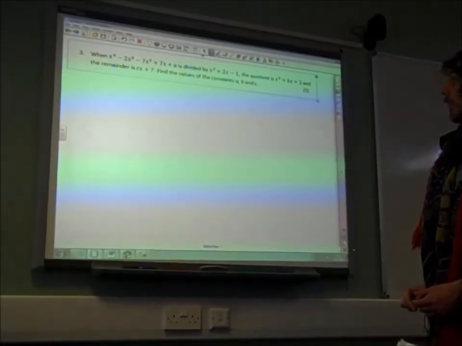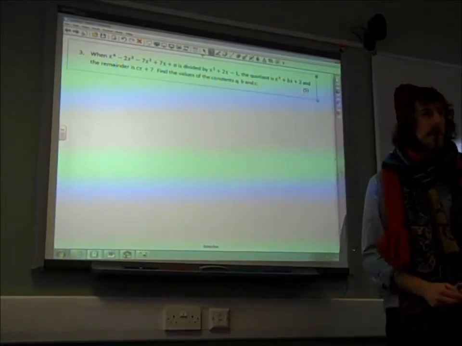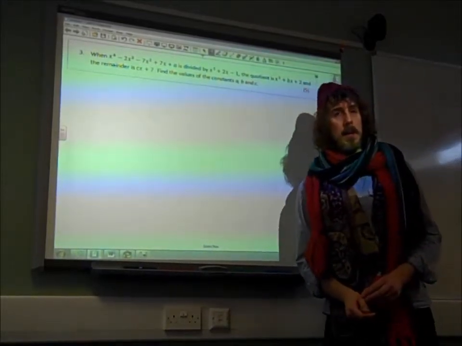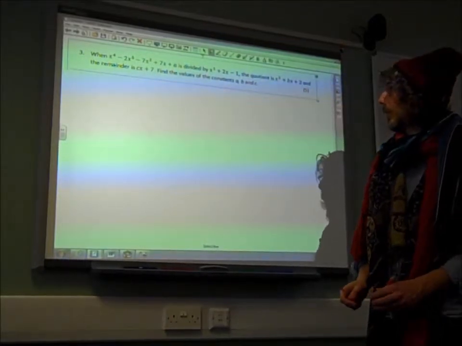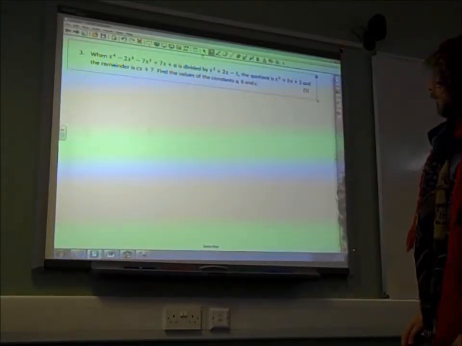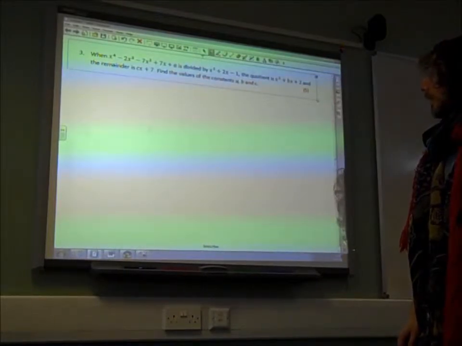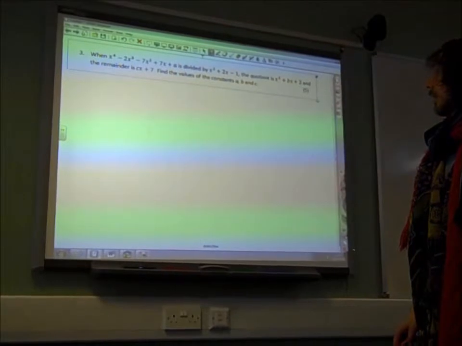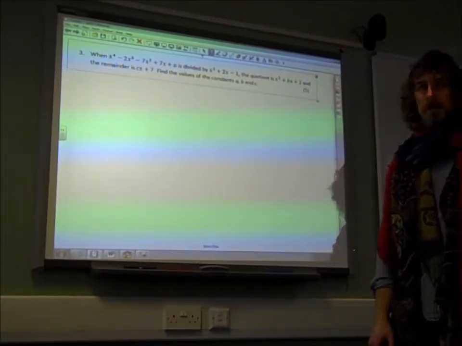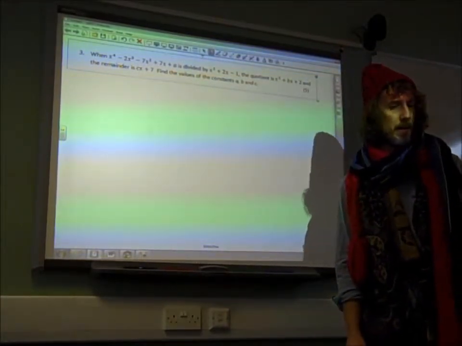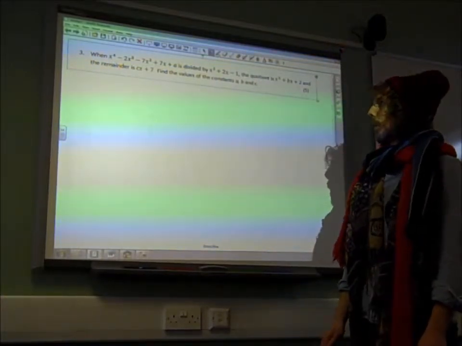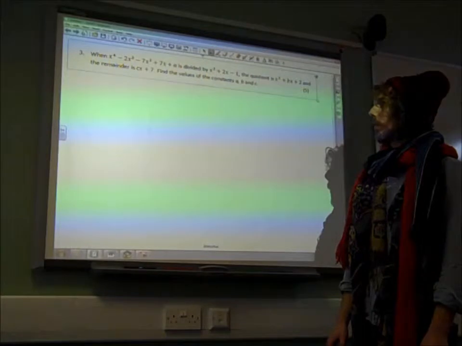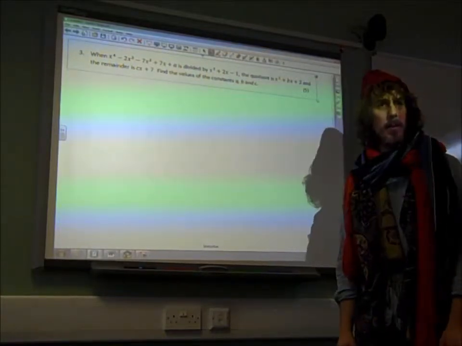The last question, which I thought was interesting to throw in, was a long division question. It feels like quite a long time since we did any long division. That is divided by there, and we get a quotient. And remember, find the values of the constants A, B, and C. A couple of ways we can think about doing this. Just actually doing the long division is probably the way to go.